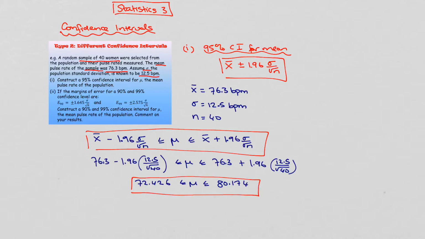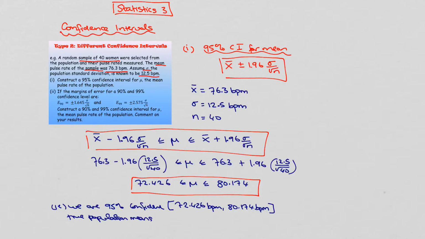In other words, we are 95% confident that our true population mean lies within the interval of 72.426 beats per minute and 80.174 beats per minute. Okay? In other words, we are 95% confident the true population mean lies in the interval, where the interval is 72.426 to 80.174 beats per minute.